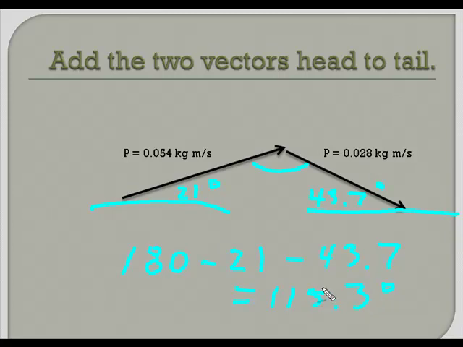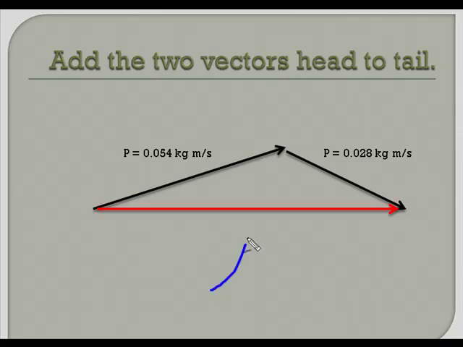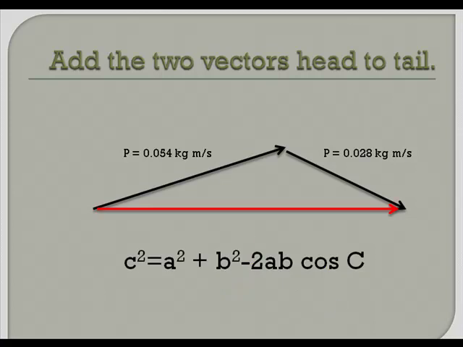So now let's take a look at our diagram and find out how we'll find the total momentum afterwards. There it is in red. We've added the vectors head to tail, and that red arrow represents now the total momentum after the collision. That's the momentum. Now we can find it because we know all the angles. You can use adding it by components, or we will use the law of cosines.